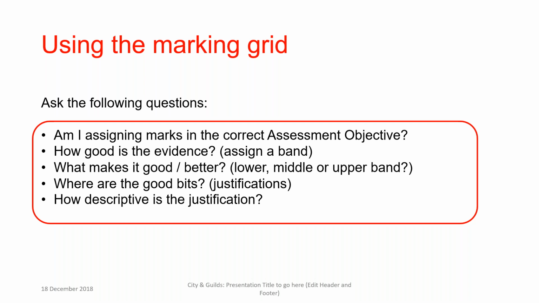So when assigning marks, we should look at the full set of tasks holistically and ask the following questions. First of all, am I assigning marks in the correct assessment objective? How good is the evidence? This is where we assign a band. What makes it good or better? Is it the lower, middle or upper of the bands? Where are the good bits? So how can we justify where we're placing these candidates' marks? And then finally, we need to describe where those justifications lie.